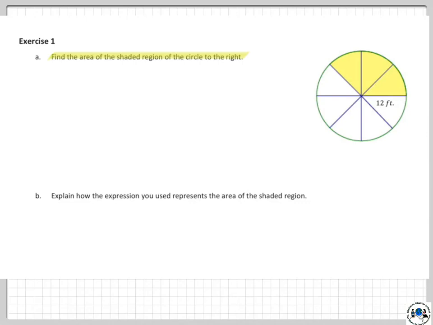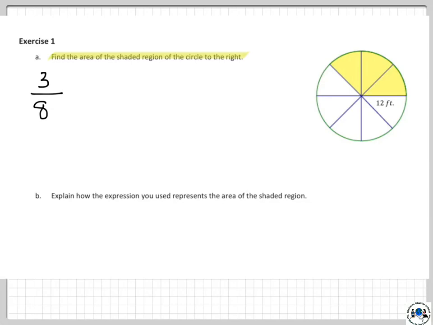So the first thing I want to do here is find the fractional portion of this circle I'm dealing with. Okay, so I have 3 pieces out of 8. Therefore, I have 3/8 of this circle that I am dealing with. Okay, so 3/8. That's what I am interested in. Only 3/8 of it.